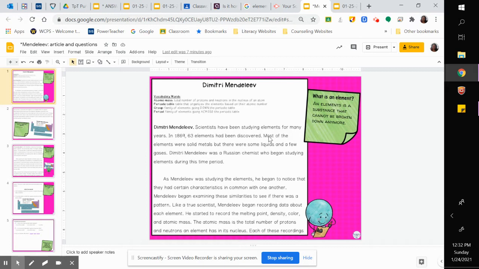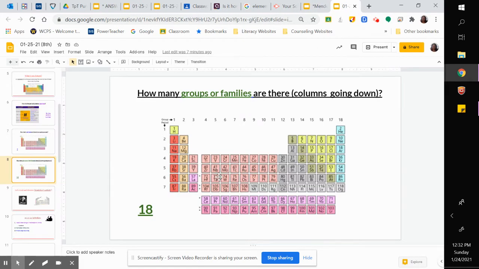Like a true scientist, Mendeleev began recording data about each element. He started to record the melting point, the density, the color, and the atomic mass. The atomic mass is the total number of protons and neutrons. So see how important that is that they've repeated it again from the top. So when he was studying, Mendeleev noticed, look at the periodic table. These elements have a lot of things in common. Let me record these things that they have and see how I can organize it.